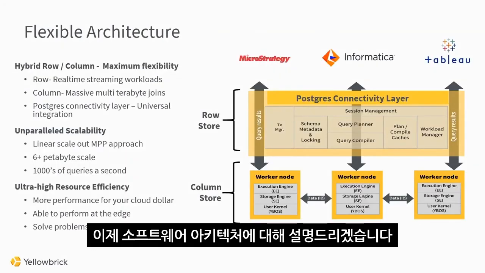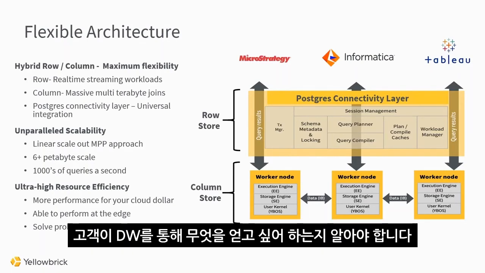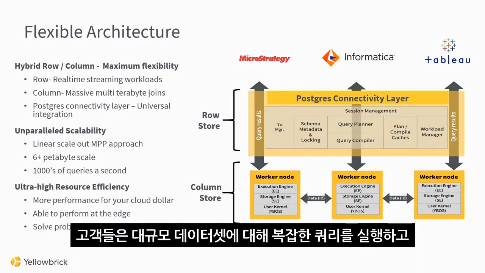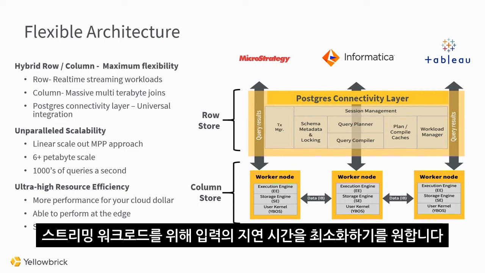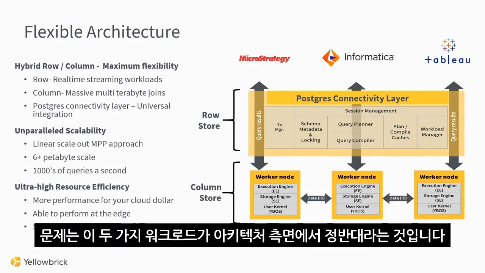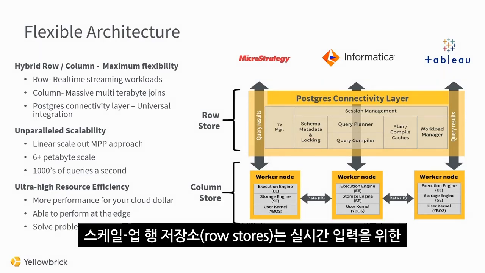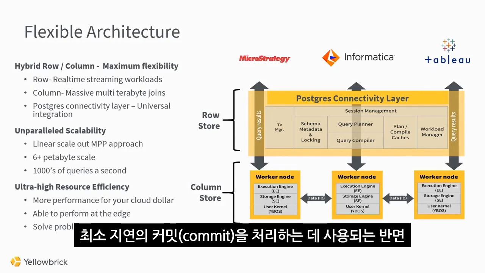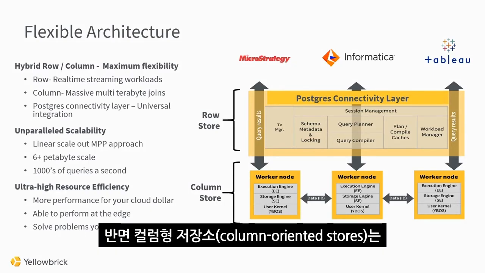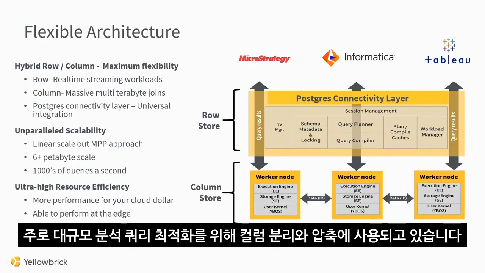Now I'm going to talk about our software architecture. One of the key things to think about is what do most customers want out of a data warehouse? They want complex queries against large data sets, and they want low latency inserts for streaming workloads. The problem is these two workloads are diametrically opposed from an architectural perspective. The scale-up row stores have historically been proven to handle those low latency commits for real-time inserts, while column-oriented stores have been more often used for their advantages with column separation and compression to optimize for large analytic queries.